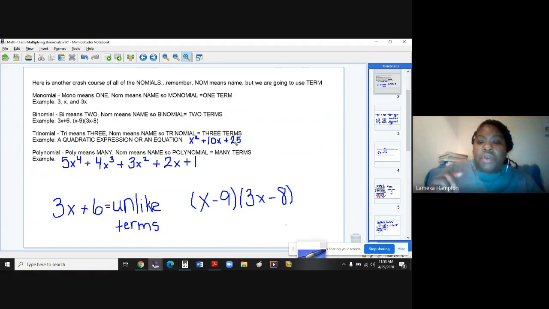Okay. But what I could do, and what we are going to get into, I can factor that. I can break that down and make it smaller. But we'll get into that momentarily. All right. And last but not least, we have a polynomial.